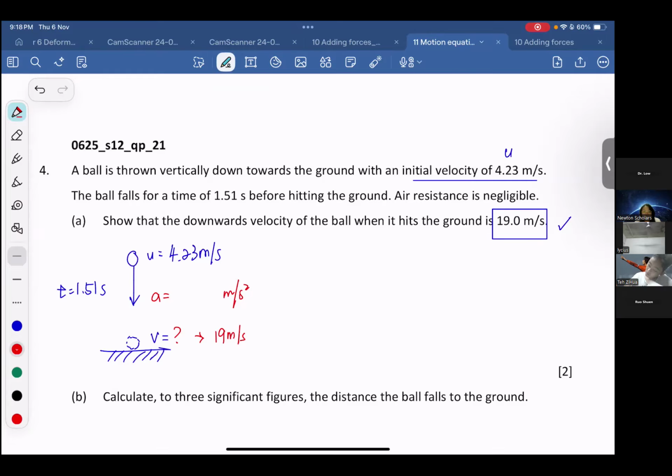Correct. So why don't you have a calculator? Oh, yeah, because this one is proof. Yeah, Zihua got the answer. How about others? Were you able to get the answer? U, V, A, T. What formula do you use?